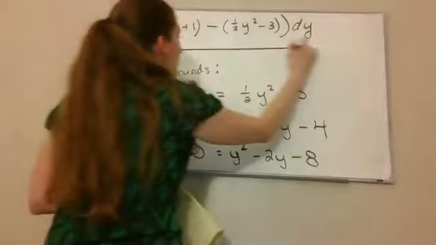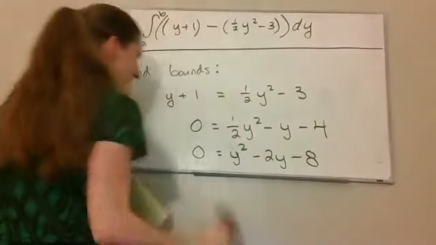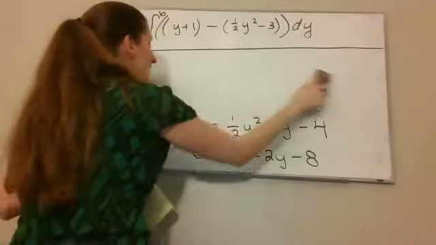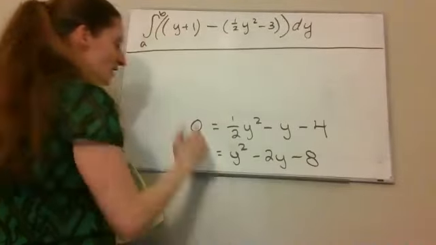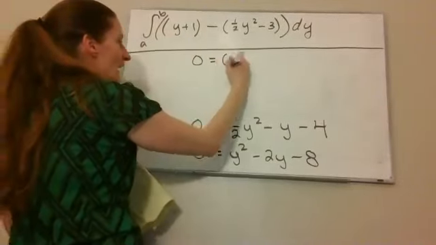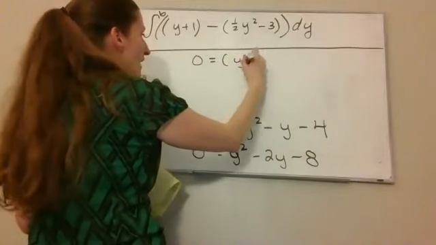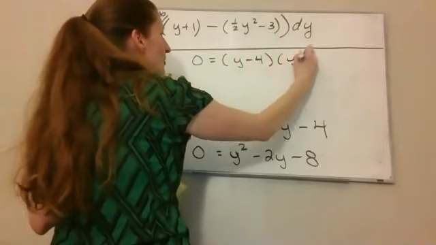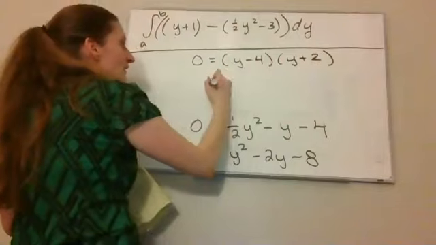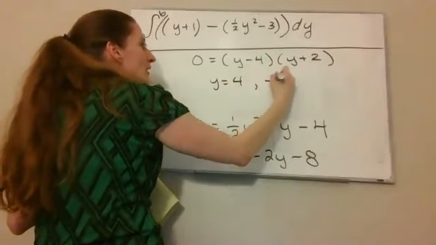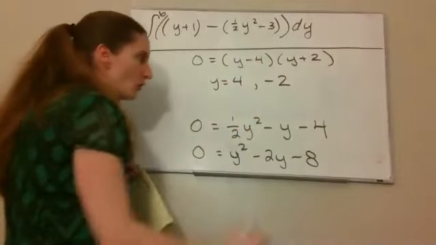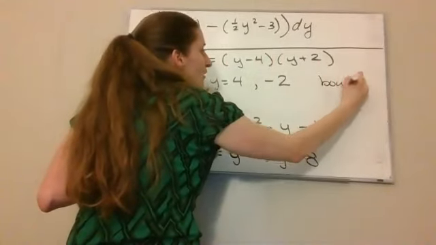I'm just going to leave this integral up at the top because we're going to need that in just a sec. So if I continue solving this and factor, I'm going to get a y minus 4 and a y plus 2. So this tells me y is equal to 4 or negative 2. Those are my bounds of integration.